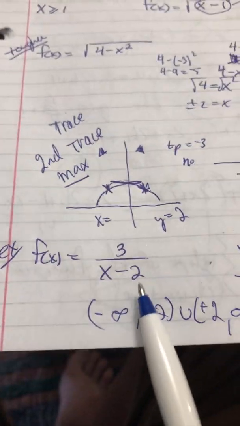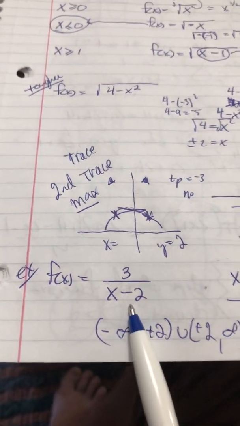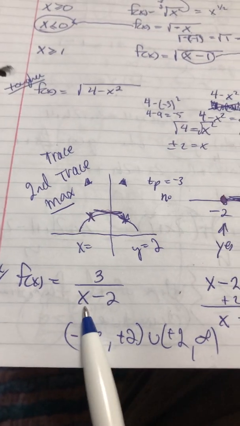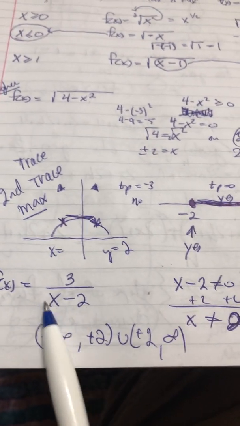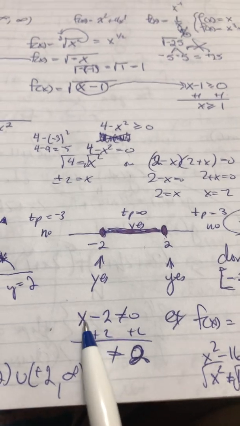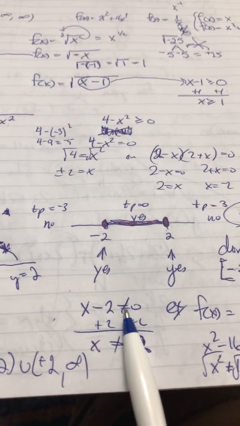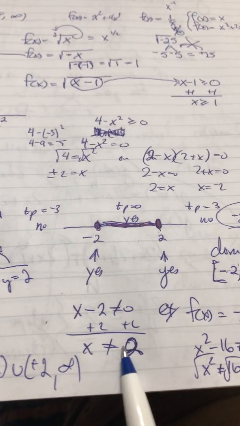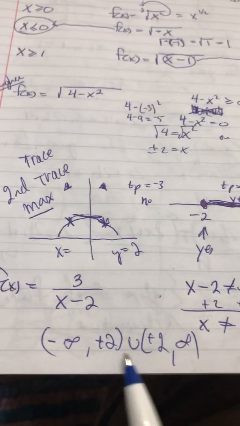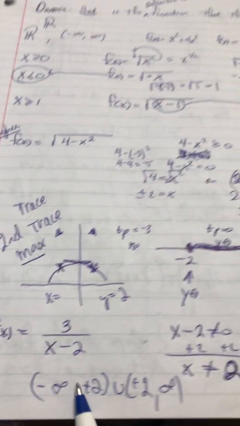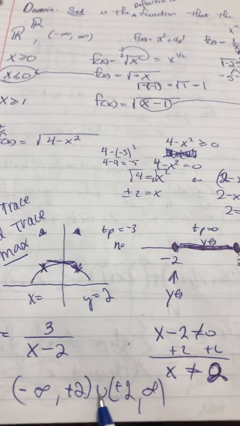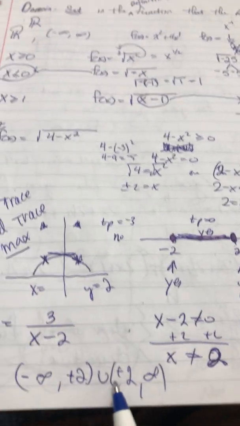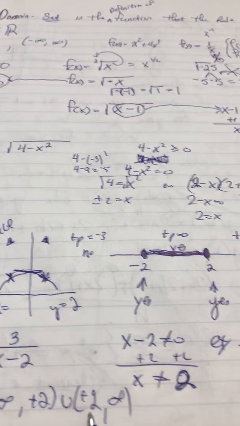Now, you'll notice I have some other examples here. So what if you have a rational function? Well, the denominator is what we can't let be equal to 0. So we say x minus 2 can't be 0. Add 2, x cannot be 2. Oh, okay, so if we do interval, we're going negative infinity to positive 2, united with 2 off to infinity. And we don't include those.